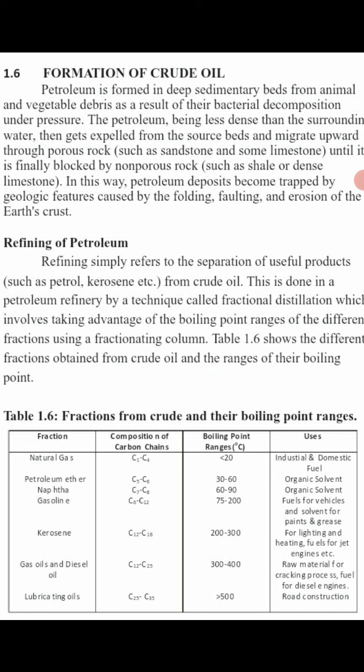They are used as industrial and domestic fuel. JAMB asks this question almost all the time: which of the following hydrocarbons is used as industrial and domestic fuel? Natural gas. Then petroleum ether, naphtha, gasoline are used as organic solvents and fuel for vehicles and solvents for paint and grease. Kerosene is used for lighting and heating and fuel for jet engines. Very important. Then gas oils and diesel oils are used as raw materials for the cracking process, while lubricating oils are used for road construction.